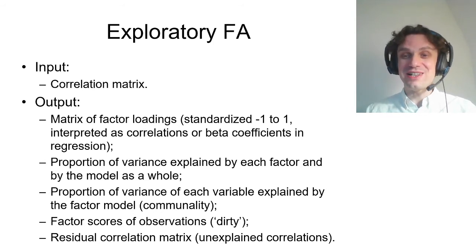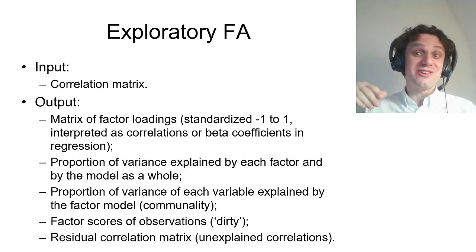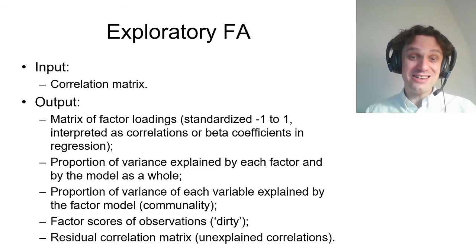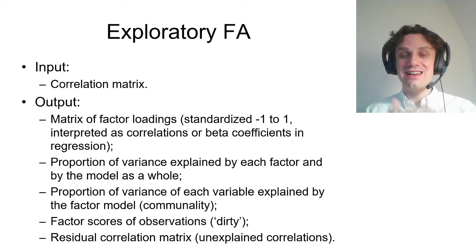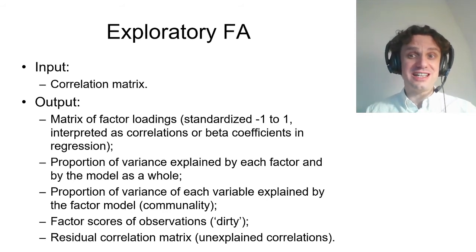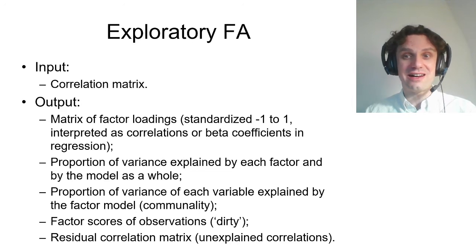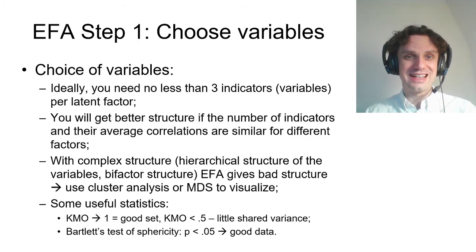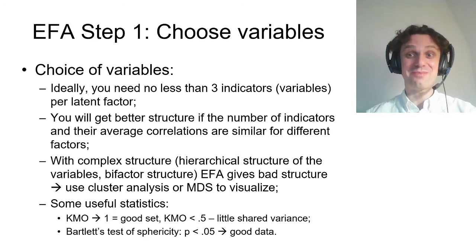Optionally, we can also request SPSS to give us factor scores, basically individual scores of people on those latent dimensions. And we can also request residual correlations to see which of the associations in our data are not explained by our factor model. So let's just go through factor analysis step by step to see what kind of choices we make and how we make them at different stages of exploratory factor analysis.